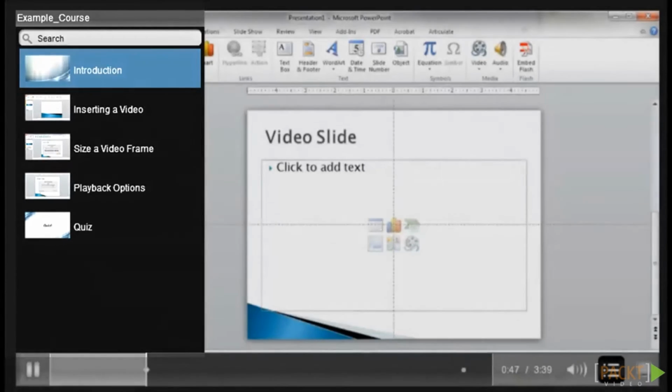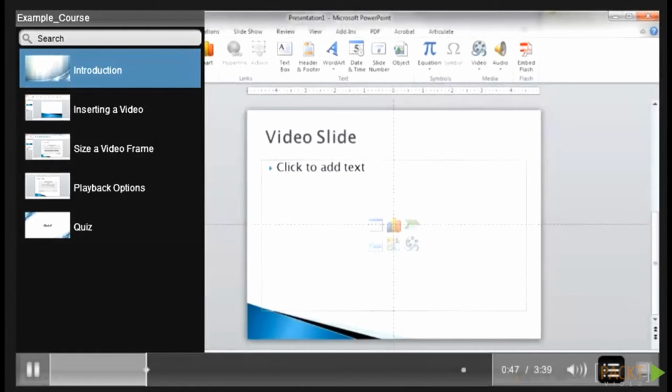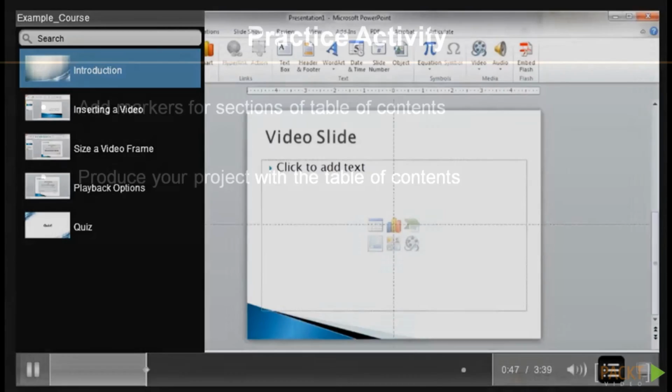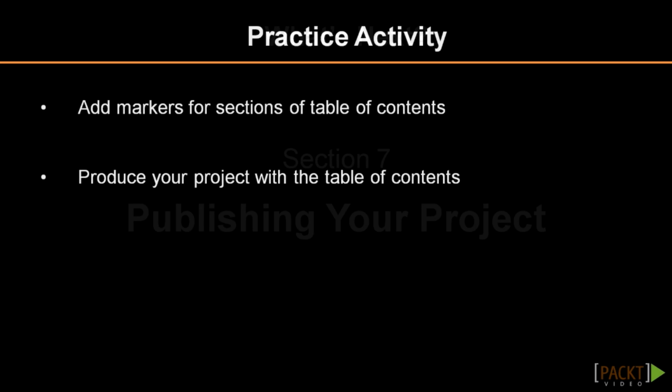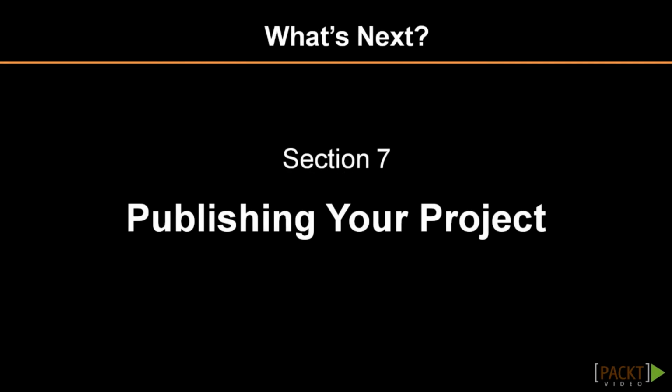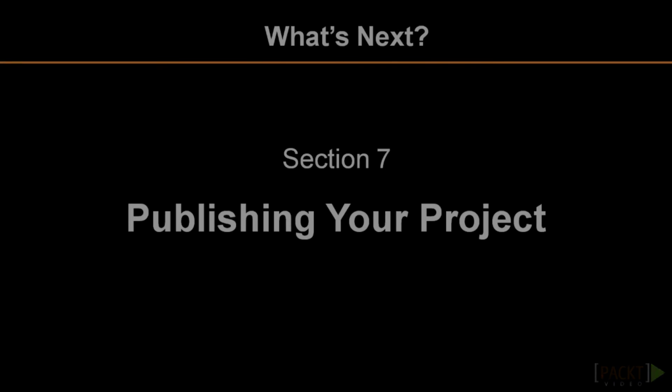Alright, now that you know how to create a table of contents, it's up to your creativity to think about how they might make your project more useful for your learners. Now it's time to practice what you've learned by creating a project with a table of contents. Make sure to test out some of the different templates and Flash options so you can see what's available to you. In the next section, we'll cover your options for producing and publishing your project much more in depth.